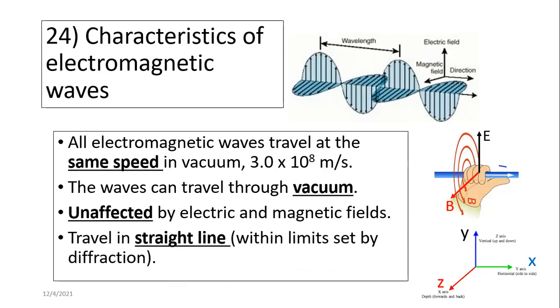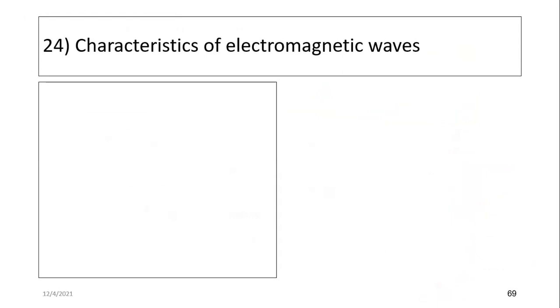They travel in straight lines within limits set by diffraction. We'll study diffraction later. Diffraction is basically passing through a tiny hole.